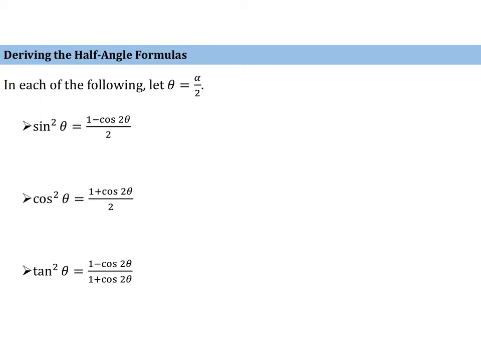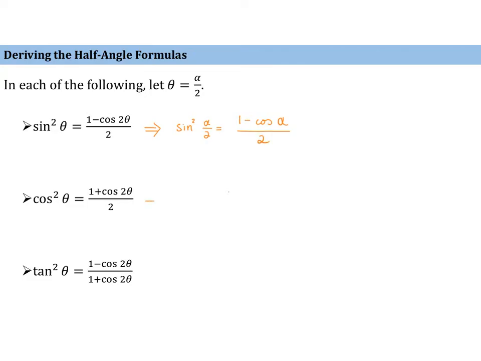But first, let's look at letting theta equal alpha over 2 in each one of these identities. So sine squared of theta, this is our power reducing formula, will become sine squared of, instead of theta, we'll write alpha over 2 equals 1 minus cosine of, and instead of writing 2 theta, we'll write 2 times alpha over 2, which simplifies to just alpha. So we have 1 minus cosine of alpha all over 2.